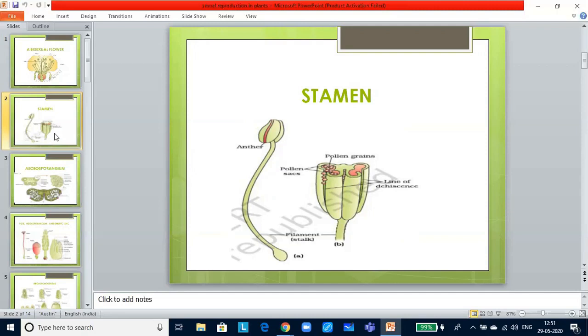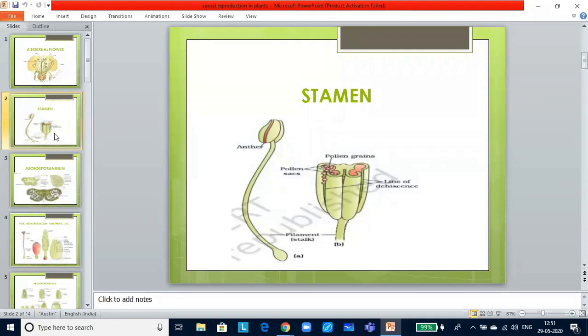If you look at this as a stamen, the two parts of a typical stamen are the filament and an anther, and it is bilobed. Each lobe has two theca and hence it is called dithecous. A longitudinal groove separates the two theca. The anther is a tetragonal structure which has four microsporangia located at the corners, two in each lobe.